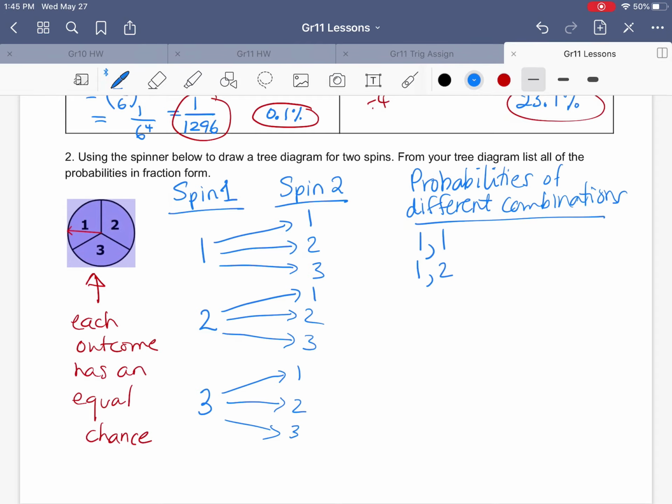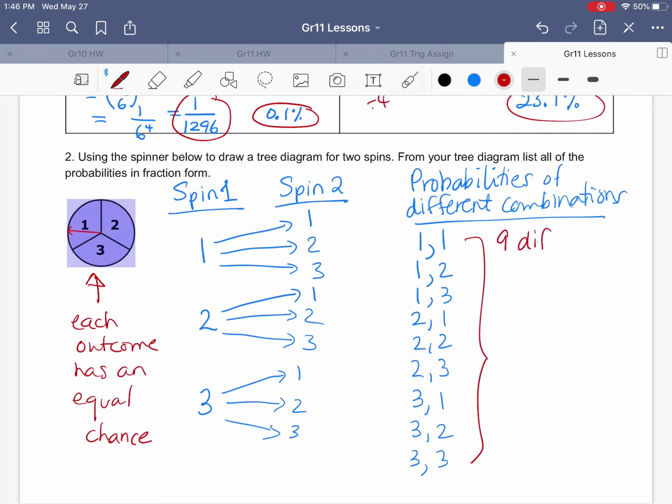We could also spin a 1 the first time and a 2 the second time. So 1 and a 2. Or a 1 and a 3, a 2 and a 1, a 2 and a 2, a 2 and a 3, a 3 and a 1, a 3 and a 2, or a 3 and a 3. So there are 9 different combinations if we look at it order-wise.